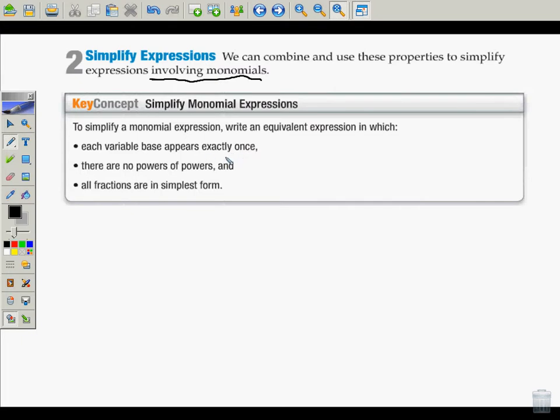So you couldn't have something like x squared times x cubed. We don't want that, okay? We would want to simplify that. There are no powers of powers, which is what we just did in the last example, and all fractions are in simplest form. Basically, we're trying to do as much as we can in order to combine everything to get it down into one piece.